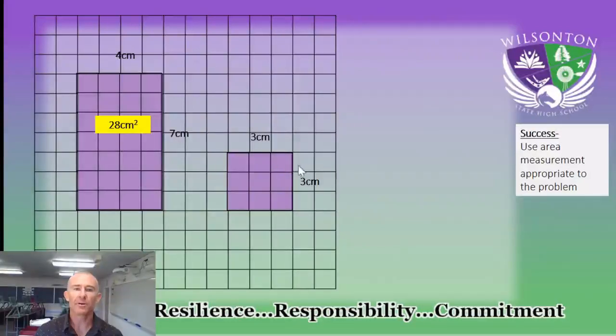We've got 3 rows. Now we could count up each one of those 1 centimetre square boxes now, which would add up to 9. But we don't have to count up each individual square. All we have to do is, yes, multiply 3 times 3, and that will give you 9.